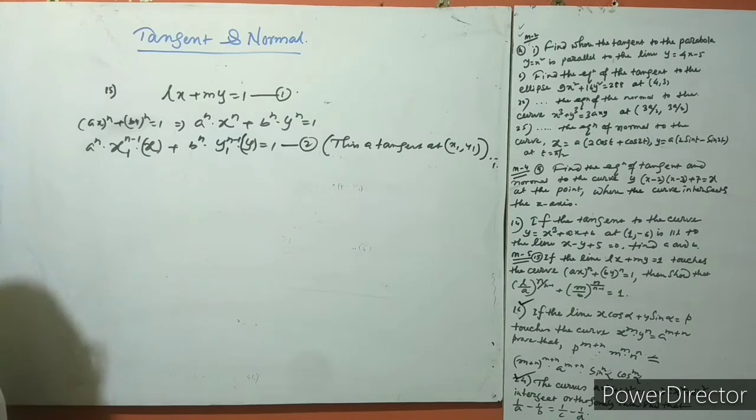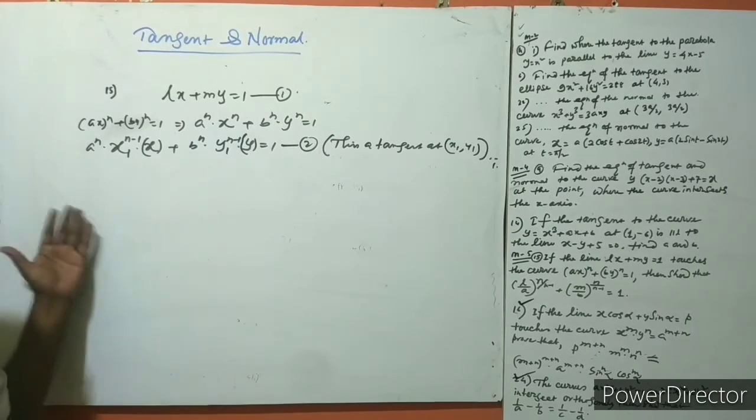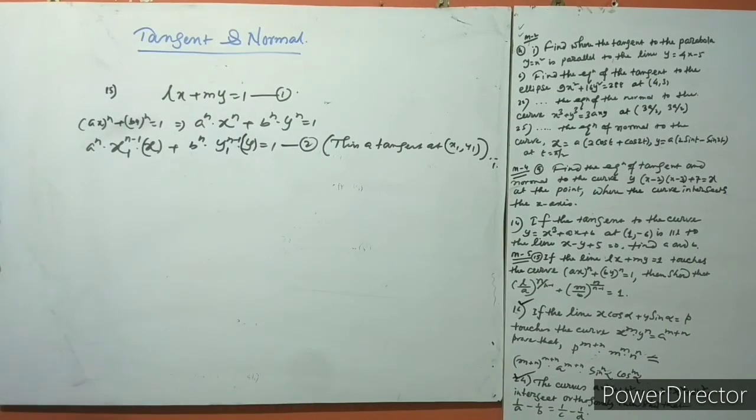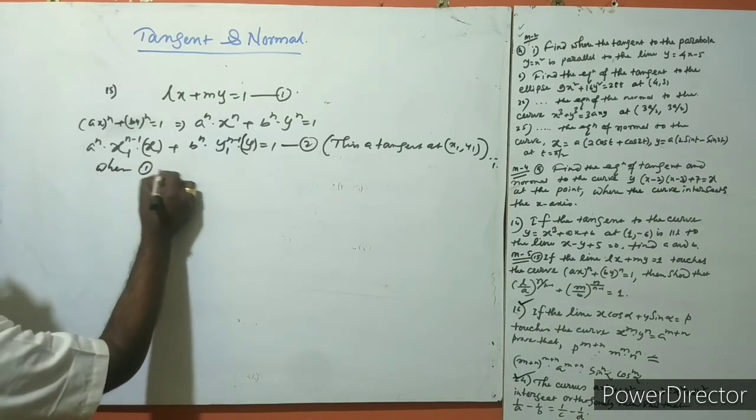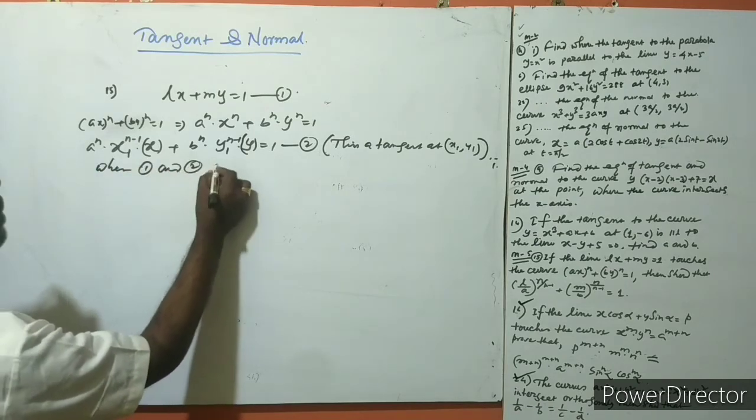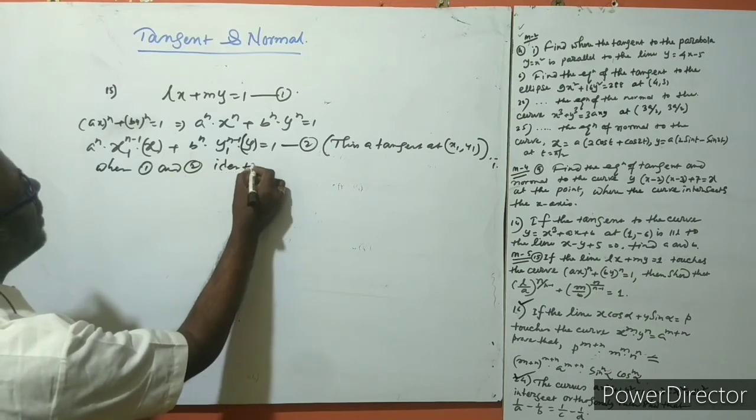but for the board exam you need to proceed as in the previous questions like 24 and 16. There was the procedure we have introduced for how to find the equation for the tangent, okay. So now 1 and 2 are identical when 1 and 2 are identical.